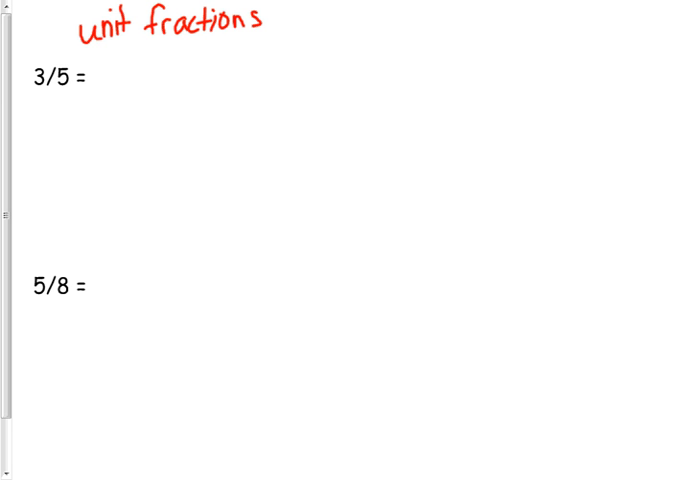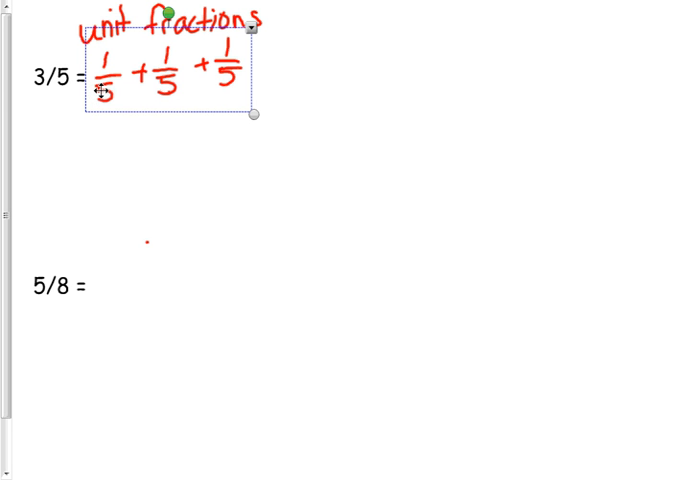So I see that my denominator is fifths, and I know that the numerator for a unit fraction always has to be 1. So 1/5 plus, I need another 1/5 because I need a total of 3. So 1/5 plus 1/5 plus 1/5 gives me 3/5. 1, 2, 3.